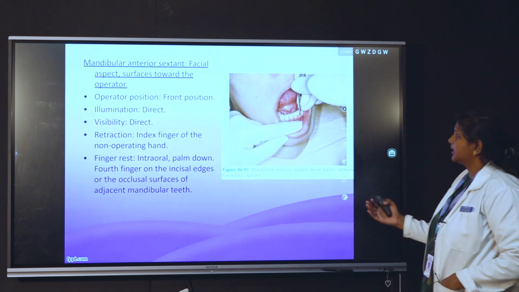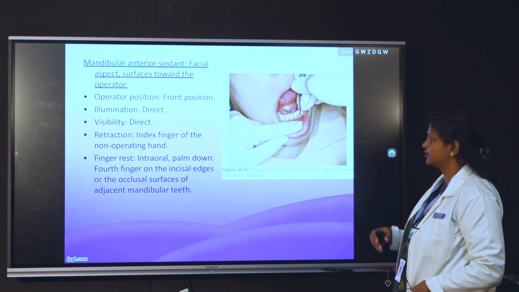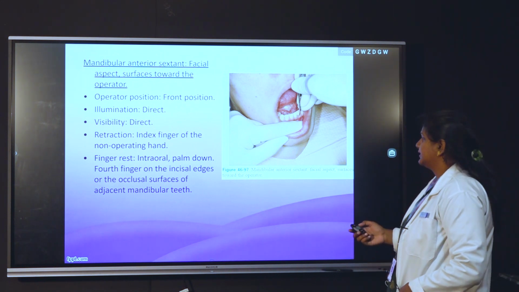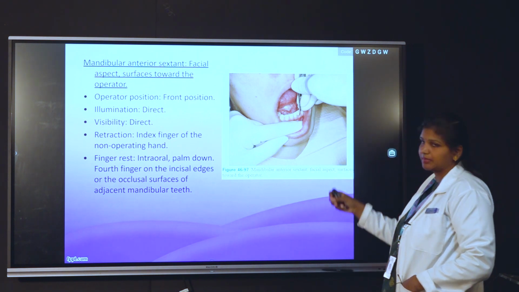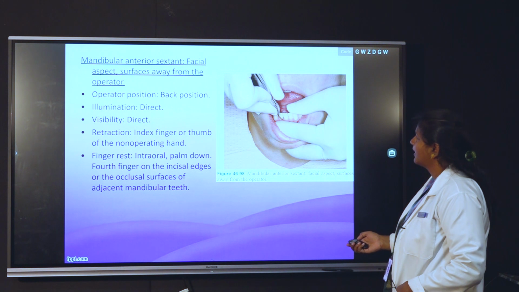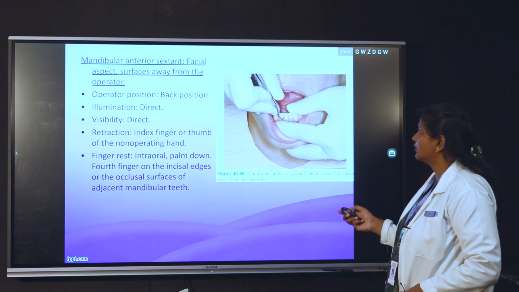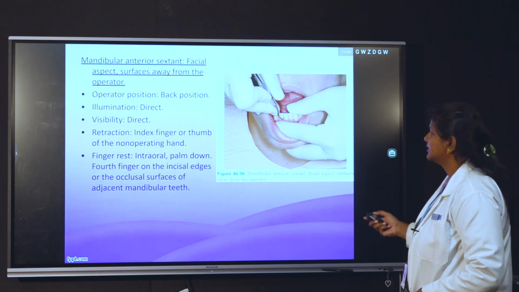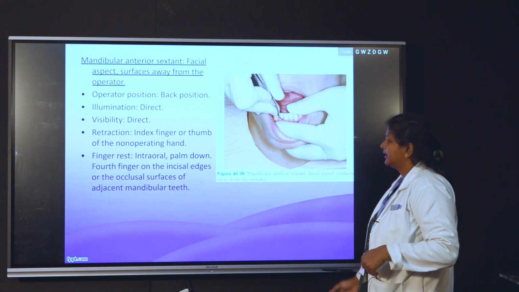And mandibular facial side in anterior teeth, then the front position of the operator is used, and the finger rests are intraoral, palm down. Whatever it is in mandibular, it is palm down. And for facial aspect surfaces away from the operator, mandibular anterior sextant, the back position, that is the 12 o'clock position, and intraoral, palm down.